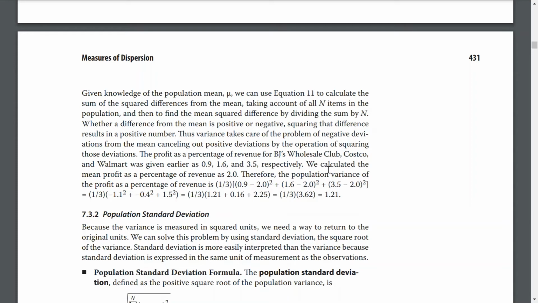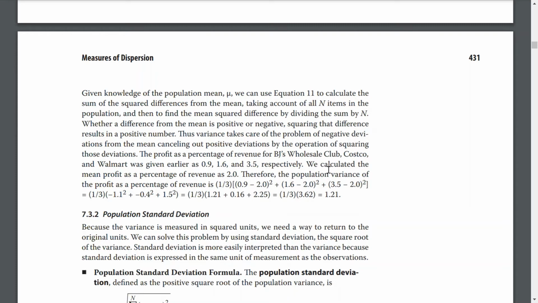Whether a difference from the mean is positive or negative, squaring that difference results in a positive number. That's why we take the square root of a variance to get standard deviation. Thus, variance takes care of the problem of negative deviations from the mean canceling out the positive deviations by squaring those deviations.